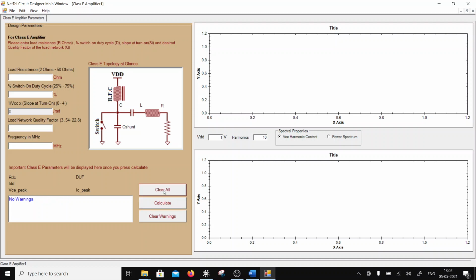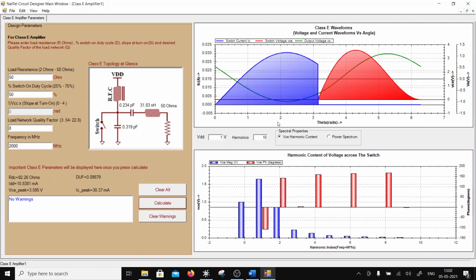So I'm going to clear all. I'm going to design it for 50 ohm, for example, doesn't matter. 50 ohm, duty cycle of 50%. And load Q network is 8 and frequency is 2 gigahertz. Okay, calculate. So I have got this voltage waveform which is red. The current through the switch is blue, right? And the remaining is going to flow through here, and the values which I have computed here are 0.31 picofarad, 9 picofarad, 0.234 picofarad, and this LS and CS I could get because I have specified the Q.